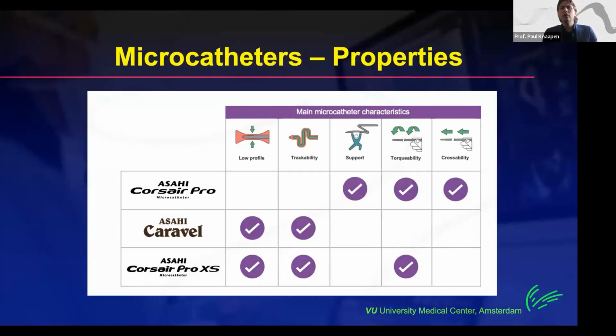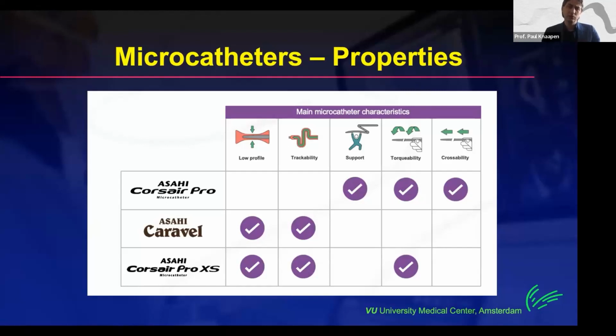So when you take a look at the microcatheters' properties, you'll see that when you start Antegrade, I usually start with the ASAHI Corsair Pro. A lot of support, a lot of torqueability, a lot of crossability. However, if you take a Retrograde approach, it's sometimes less useful, especially when you take a look at epicardial collaterals.